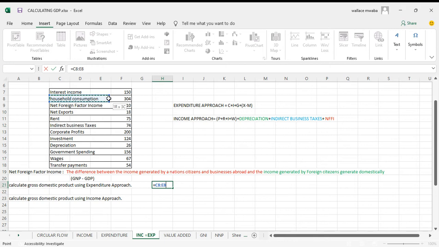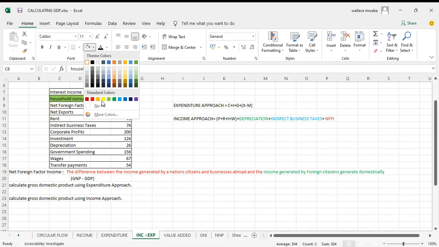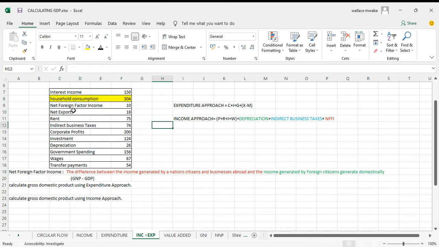So household consumption is part of the expenditure approach. Net exports is part of the expenditure approach. Government spending, part of the expenditure approach, and investment.